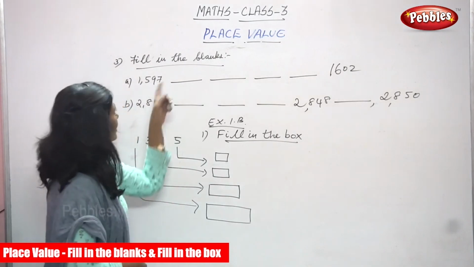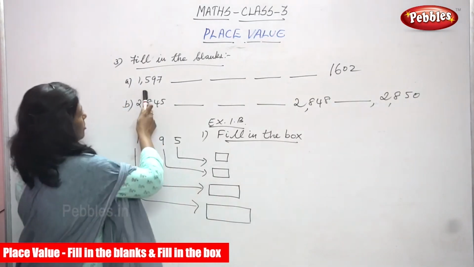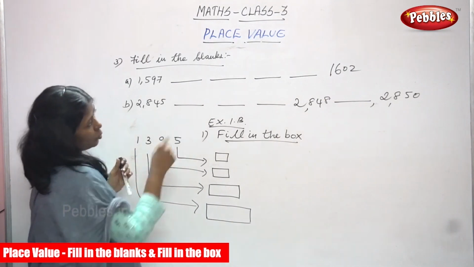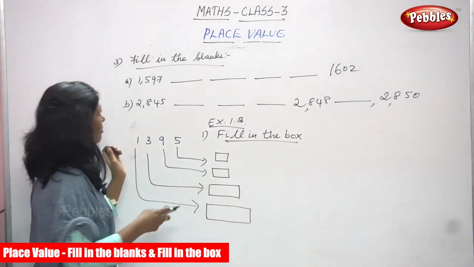Now you're going to see fill in the blanks. The first number is 1597, and it goes up to 1602. You have to fill the blanks.